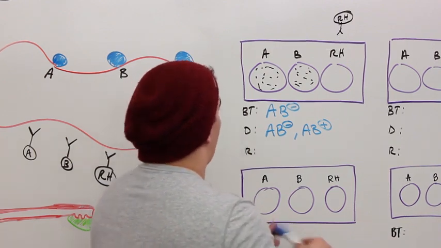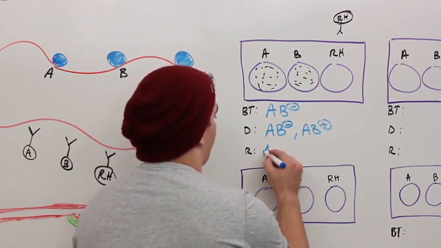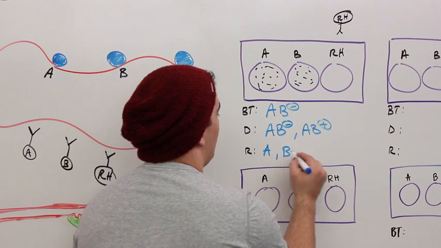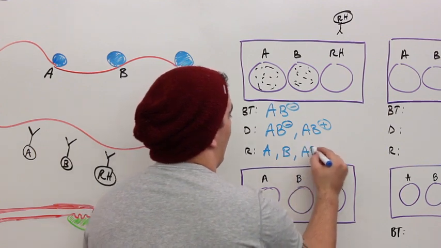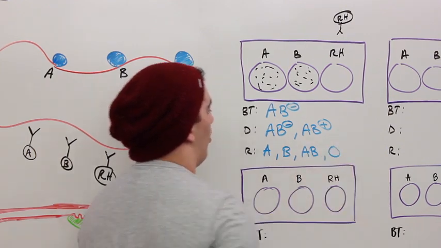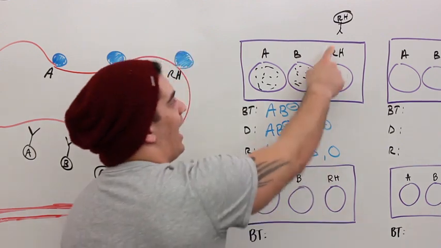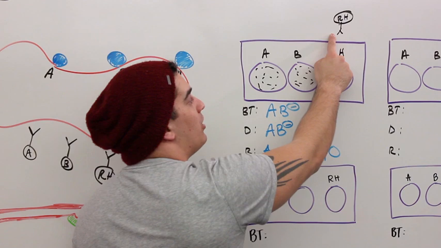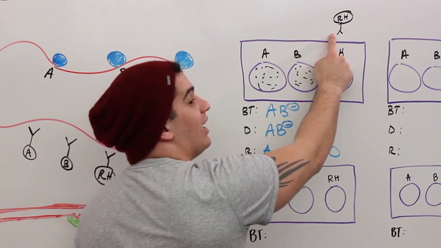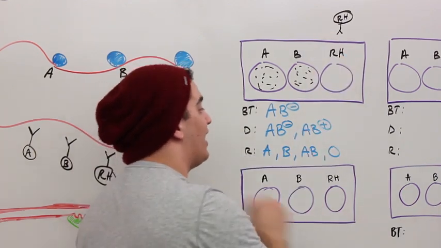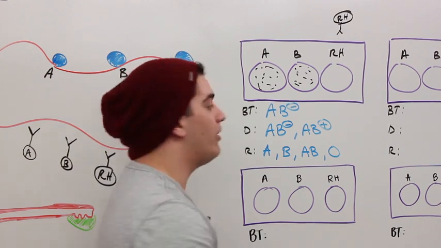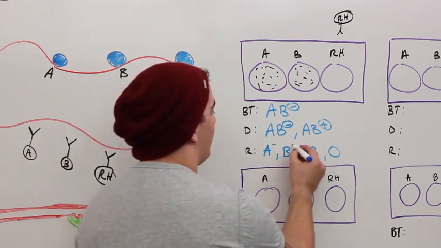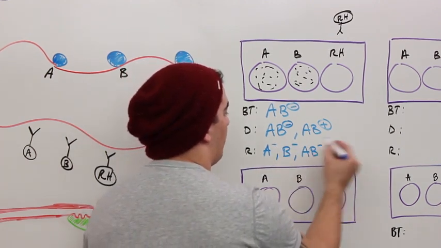Again, who can they receive from? They can receive from A. They can receive from B. They can receive from AB. And they can receive from O. But again, what do they have in their plasma circulation? They have Rh antibodies. So if someone decides to give this person positive blood, it would interact and cause agglutination. So they cannot receive from positive blood, only from negative. So it can only receive from A negative, B negative, AB negative, and O negative.